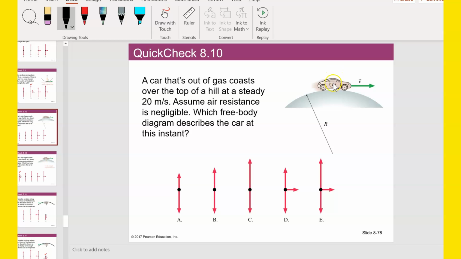How do the normal force and gravity compare in this case? If this thing is going to move in a circle, the net force has to point where? It has to point toward the center of the circle. In other words, it has to point down. So that means gravity has to be larger than the normal force for that to happen. So choice A has to be the right choice.